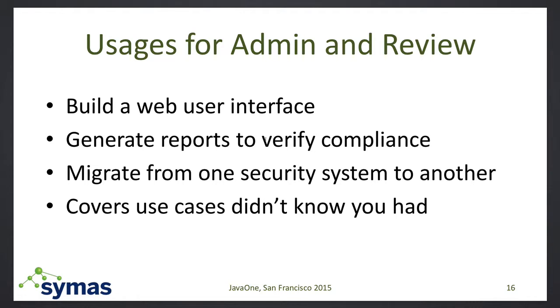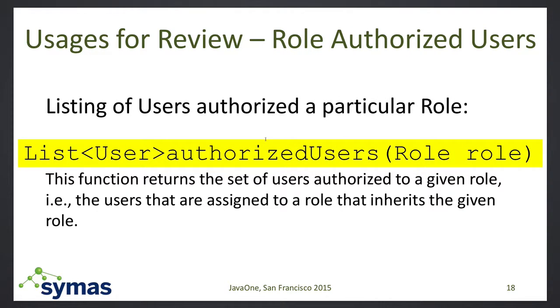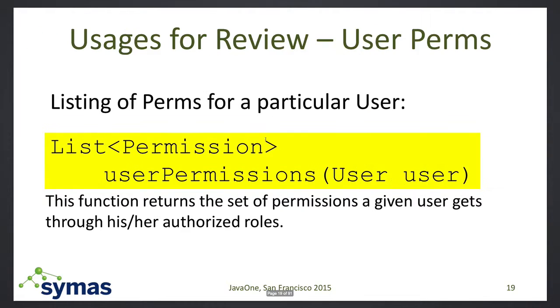Usages for these two standard interfaces is, of course, you could build a user interface, you could generate reports to verify compliance, you could migrate from one security system to another. Indeed, it covers use cases you didn't even know you had. Specifically, as to looking at a few of these APIs and what they do, here we can see assigned users, which is given a role, return the list of users that have been assigned to that role. And here is authorized users, given a role, return not only the assigned users, but the users that may inherit from a role that has this role, which will be a larger data set.